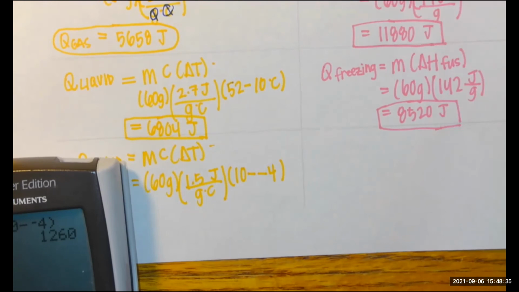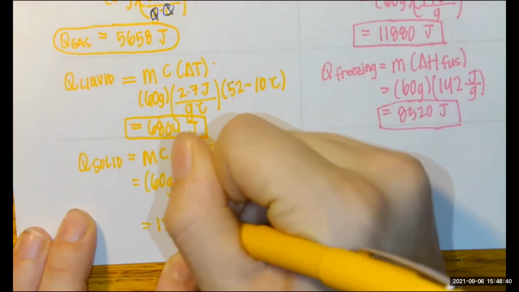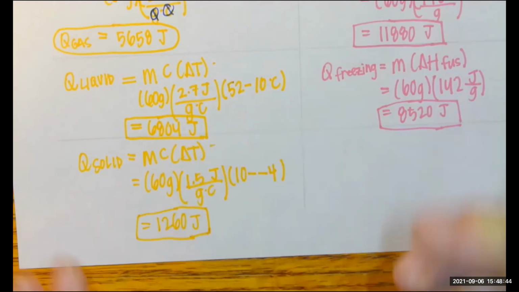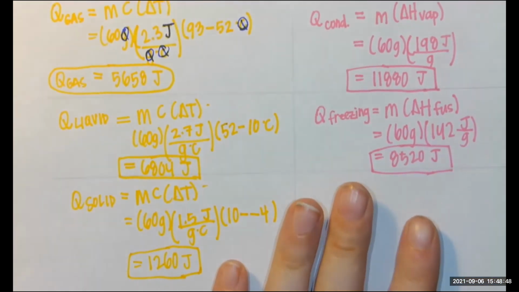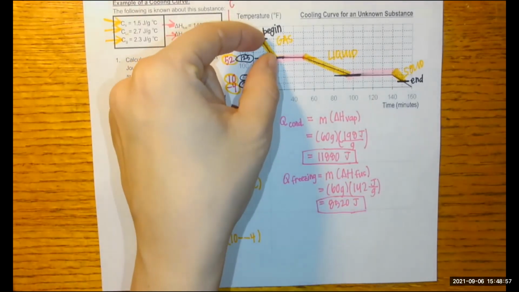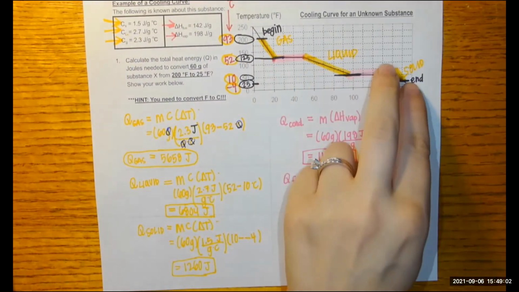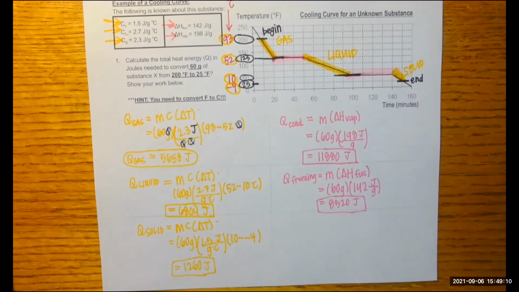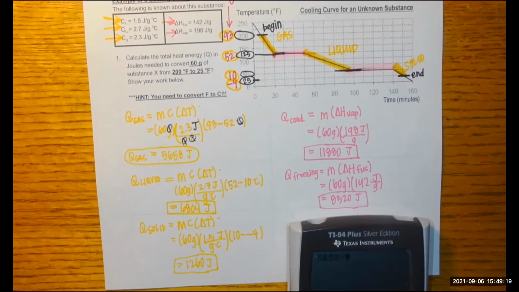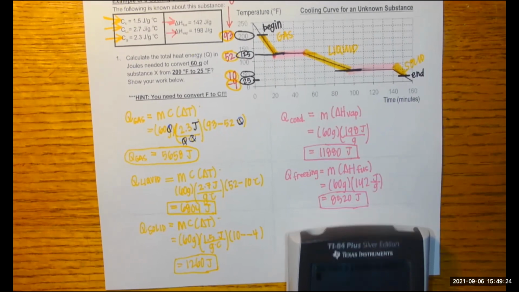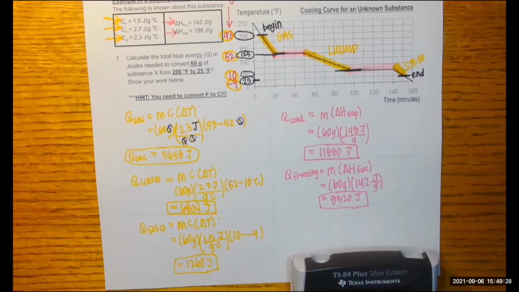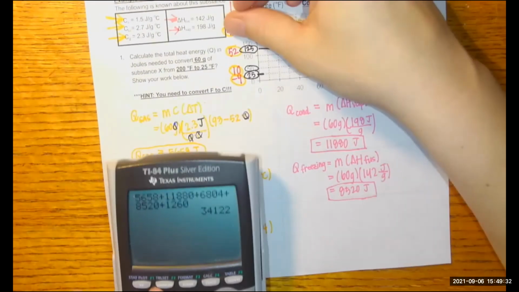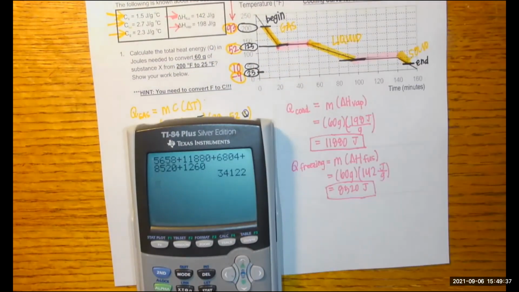And I'm getting 1,260. So all of these together are the energies associated with the 5 sections. 1, 2, 3, 4, 5. So if I need the total heat energy, not just the energy of the little sections, I need to add all of these together. So I just added this plus this plus this plus this plus that, all of them together.